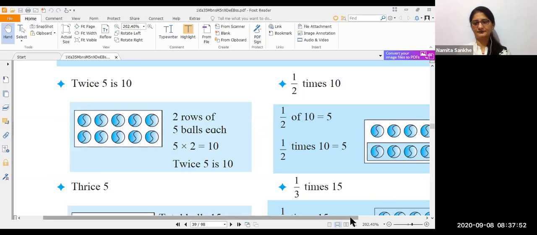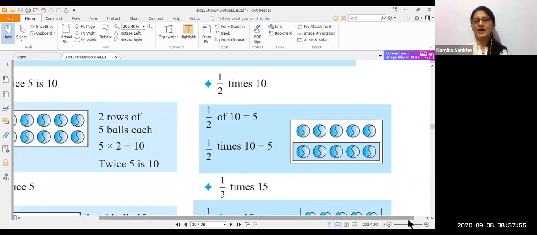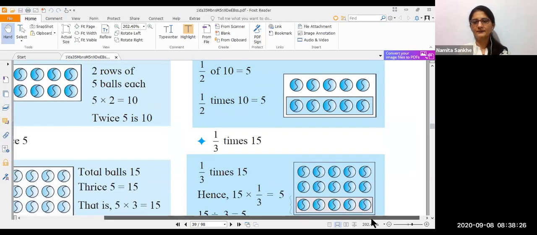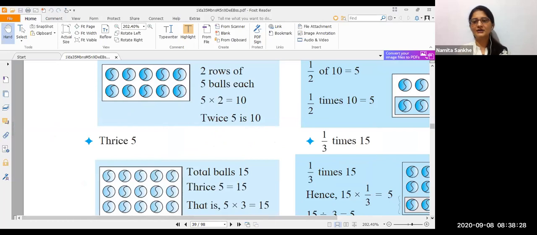Now, half times of 10, okay? So half times means we will multiply 10 by half. Means what? This 2 will divide this 10. We are multiplying the number 10 by the fraction, that is 1/2. So 1/2 of 10 is nothing but 5. You know it, it's very simple. So this is how to find out the fraction from the collection of dots.